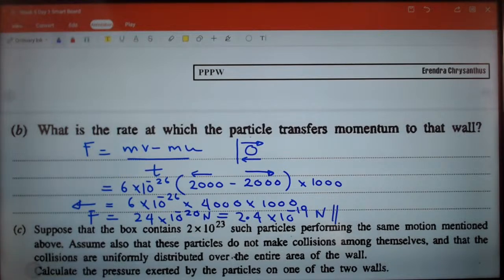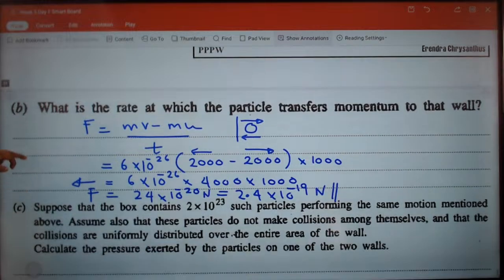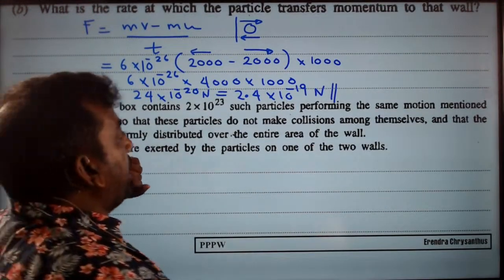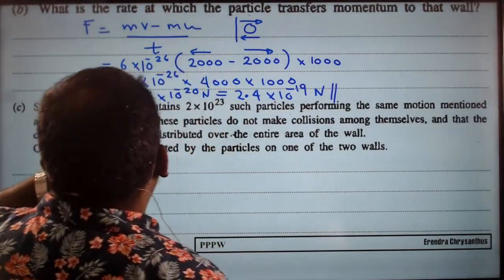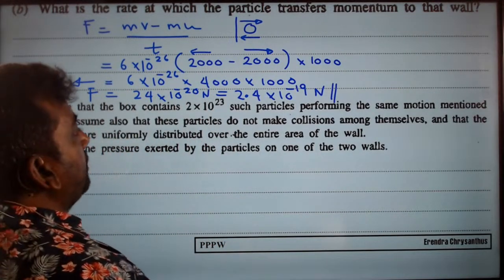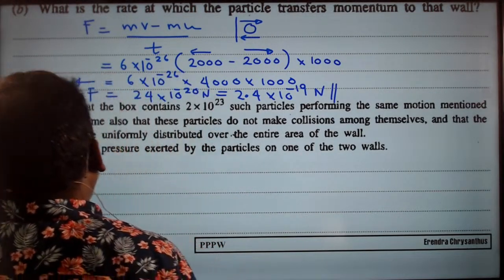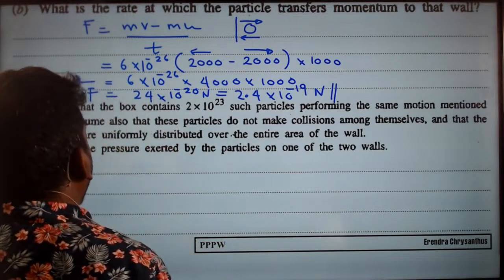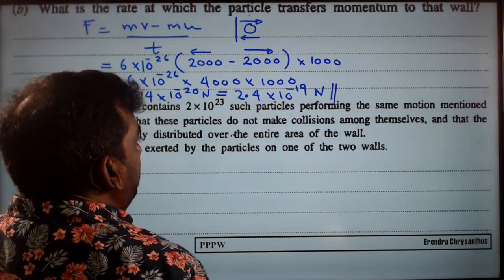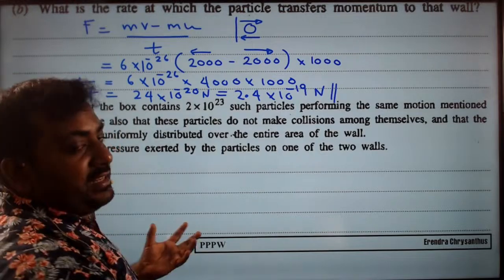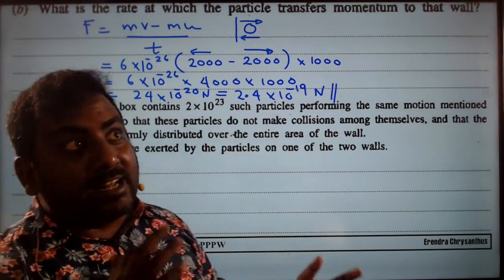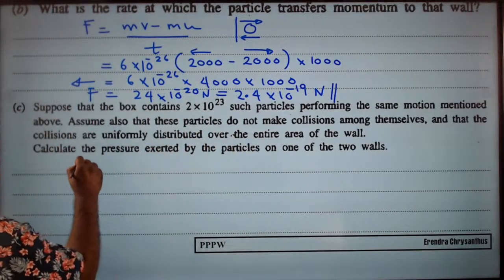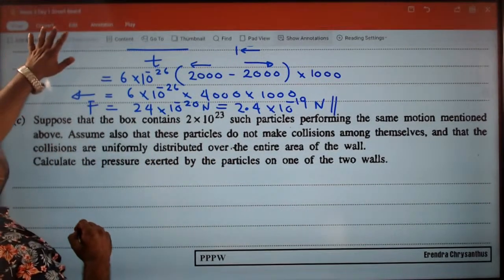Next one. Suppose that the box contains 2 × 10^23 such particles performing the same motion. Assume that these particles do not make collisions among themselves and that collisions are uniformly distributed over the entire area. Calculate the pressure exerted by the particles on one of the two walls. Now these are like an ideal gas. Particles are traveling without colliding with each other, right? So now let's find the total force.